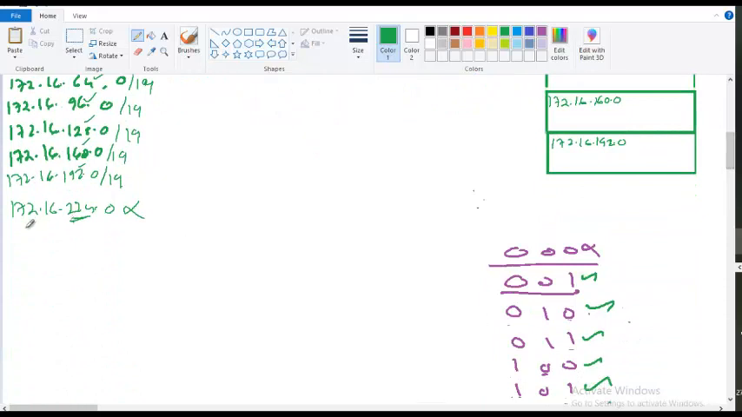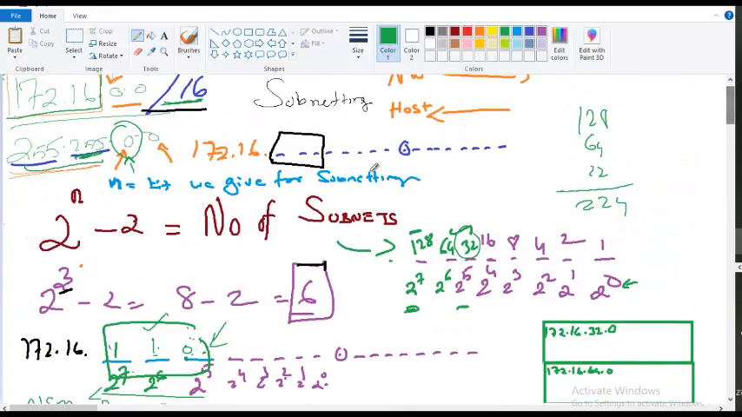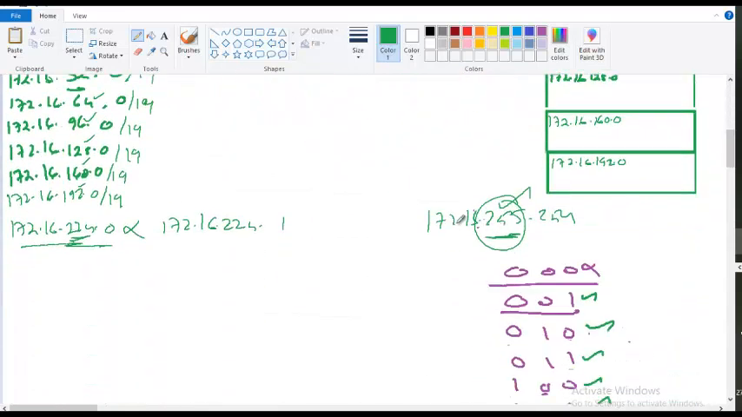If you try using this, what will happen? Your first IP will be 172.16.224.1 and your last IP will be 172.16.255.254. Now, how did you get 255 when you have already given 3 bits for network? Not possible to get 255. 255 you will get only if you have all 8 bits for the host. Do we have all 8 bits for the host? No, we have already given 3 bits.